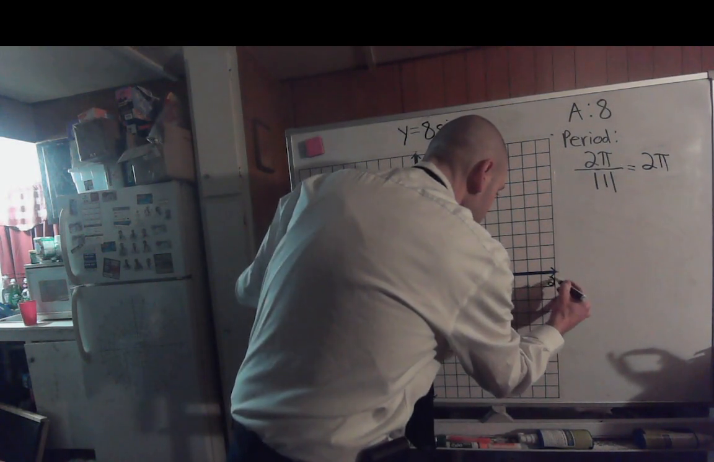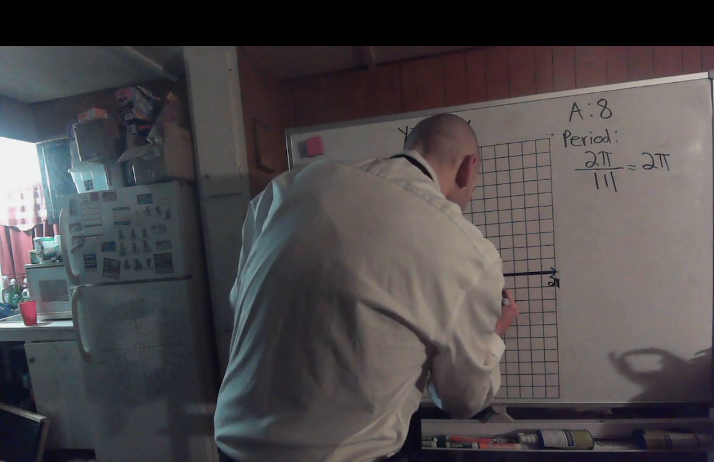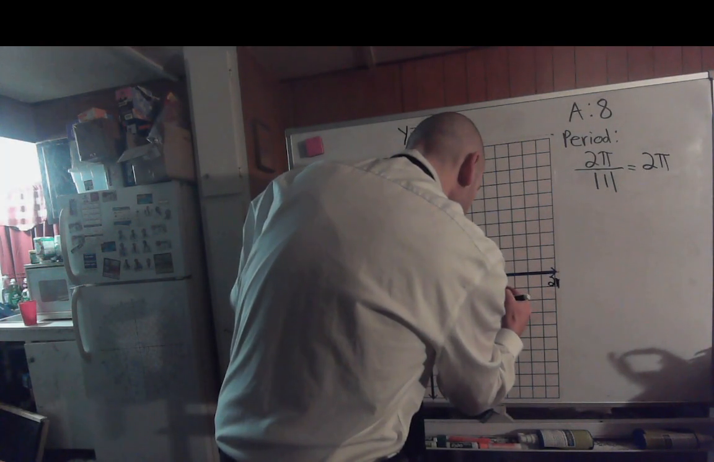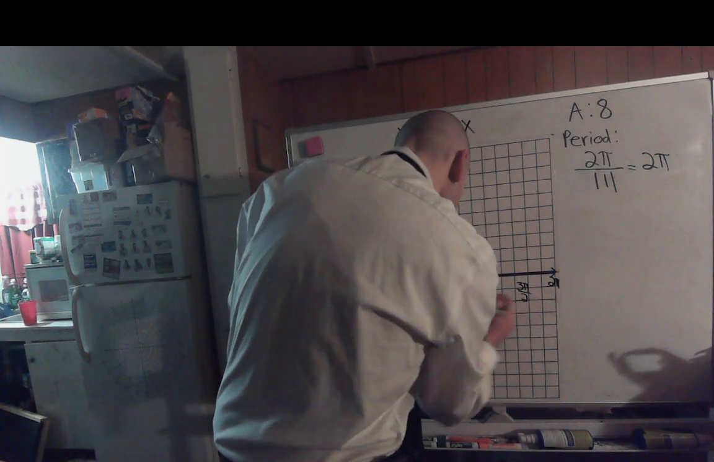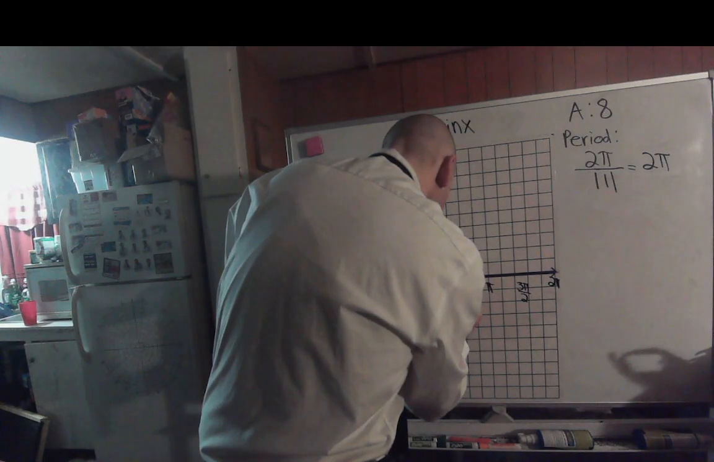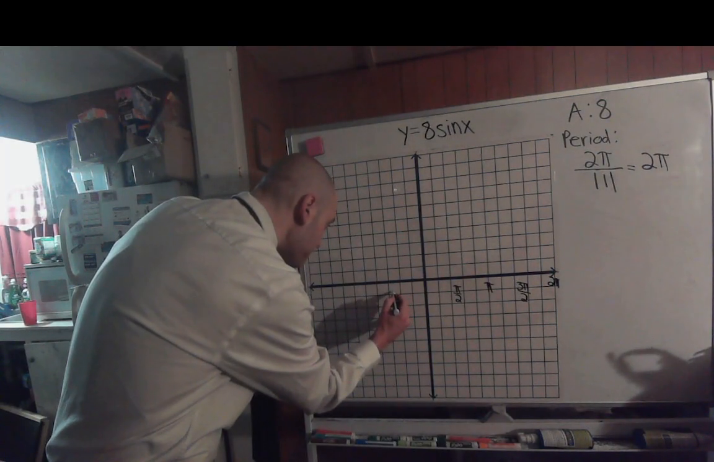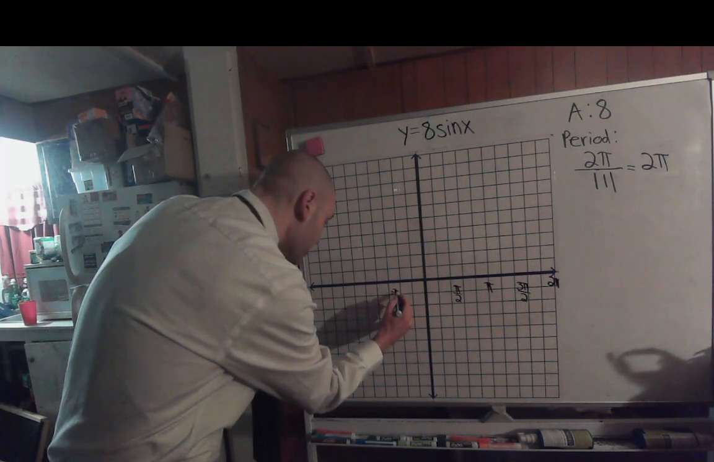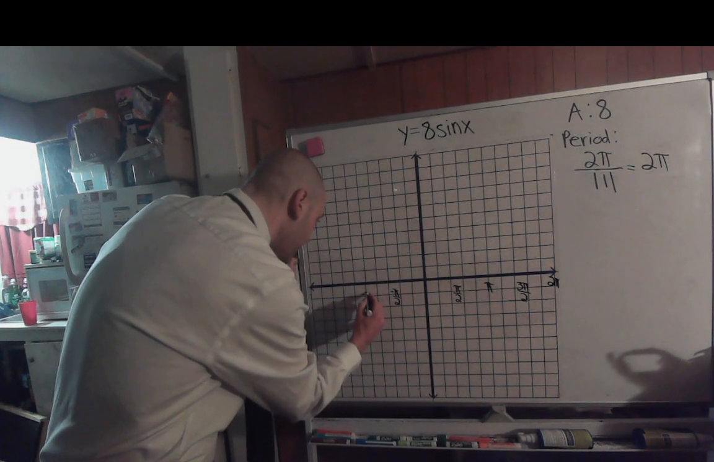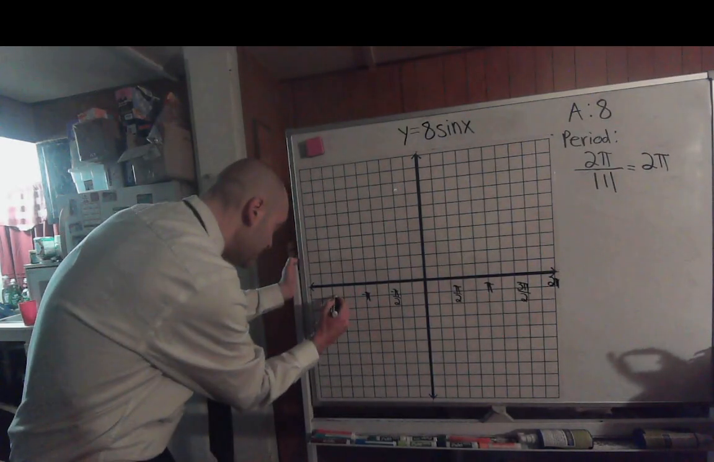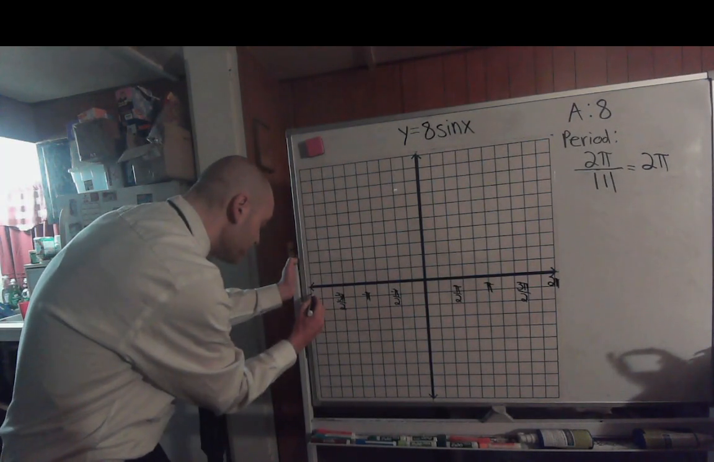So here's 2 pi. Here's pi. Here's 3 pi over 2. Pi over 2. There's negative pi over 2. Negative pi. Negative 3 pi over 2. And then negative 2 pi.